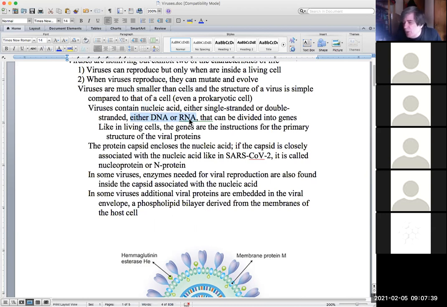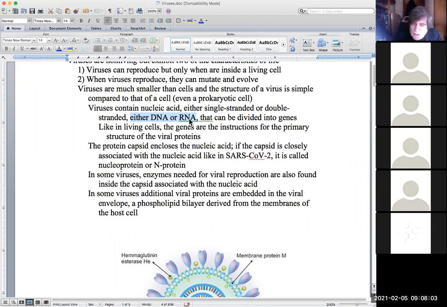So if you remember from 105, one of the differences we talked about between DNA and RNA in cells is that DNA, in the nucleus, or in the nucleoid if we're talking about a bacteria cell, is double-stranded, RNA is single-stranded. There are some viruses that contain single-stranded DNA. There are some viruses that contain double-stranded RNA.